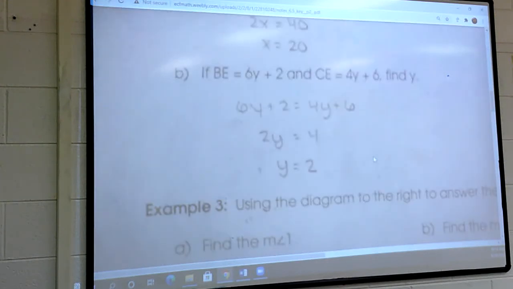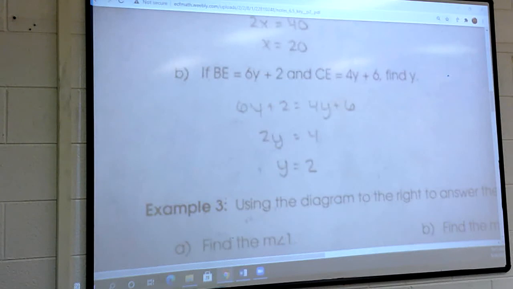And so we subtract 4y, and we get 2y on the left side. We subtract 2 from the right. 6 minus 2 gives us 4. So 2y equals 4. And then finally, we divide by 2. So y equals 2. So that's our final answer. All right, example 3.